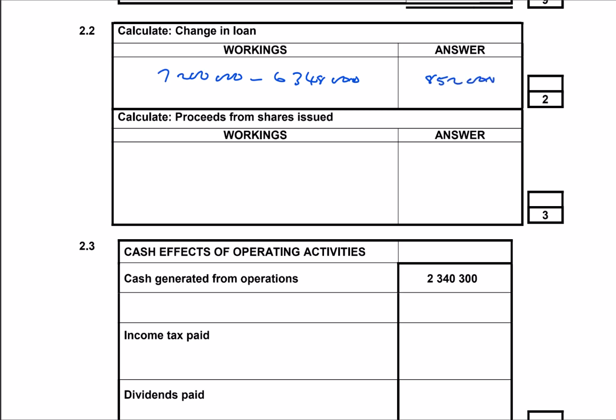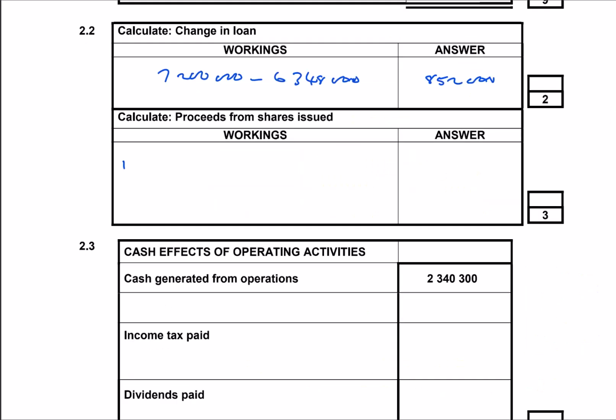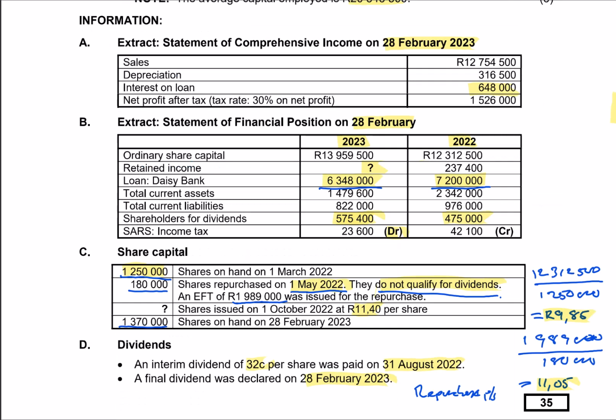Right, then proceeds from issue of shares. For proceeds on issue of shares, we'll need to say 1 million. I think it comes from here. I take the closing balance 1,370,000. Then we've got repurchase of 180,000, then the opening balance, so you just reverse it, which is 1,370,000 plus 180,000 minus 1,250,000.